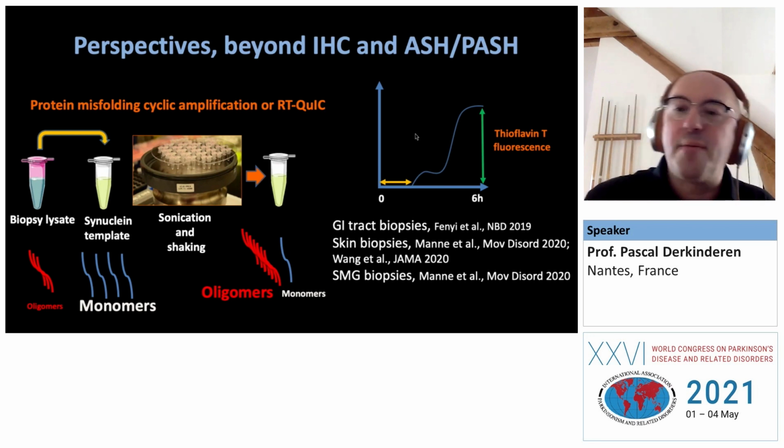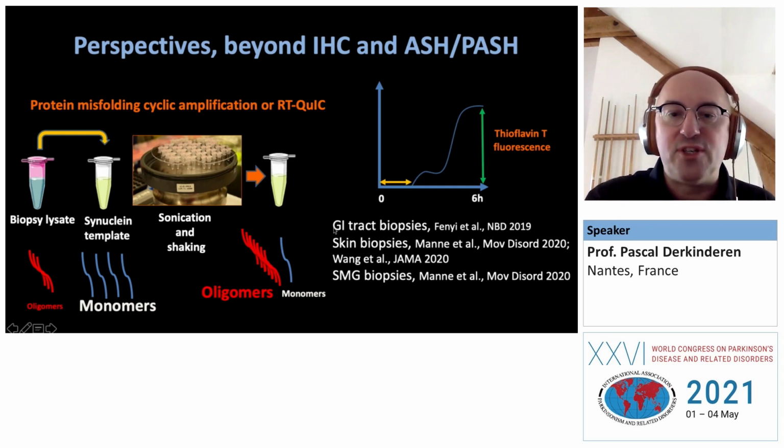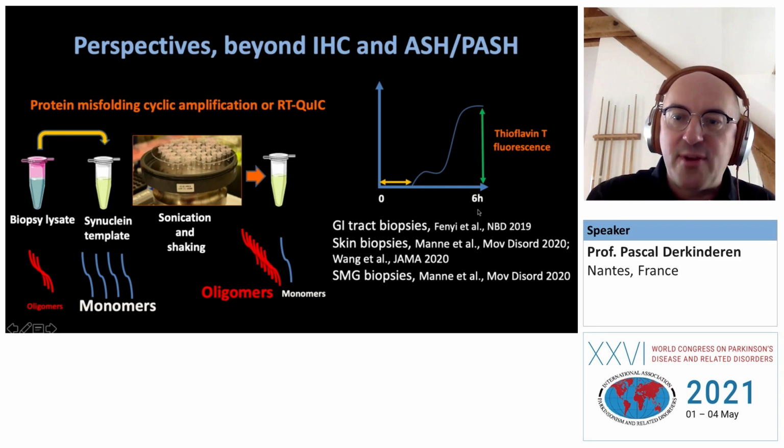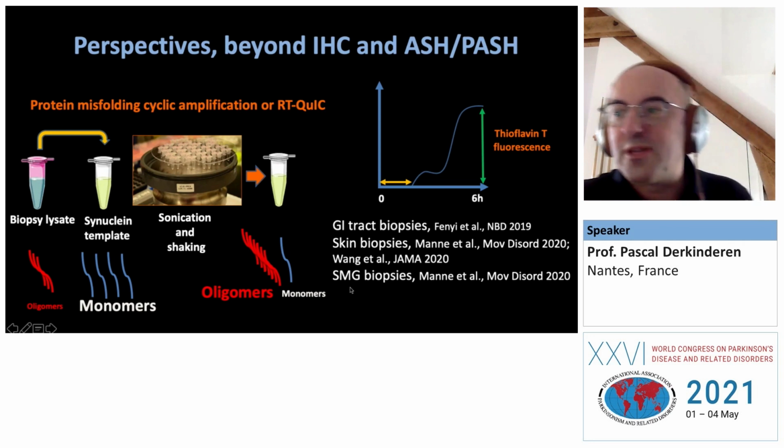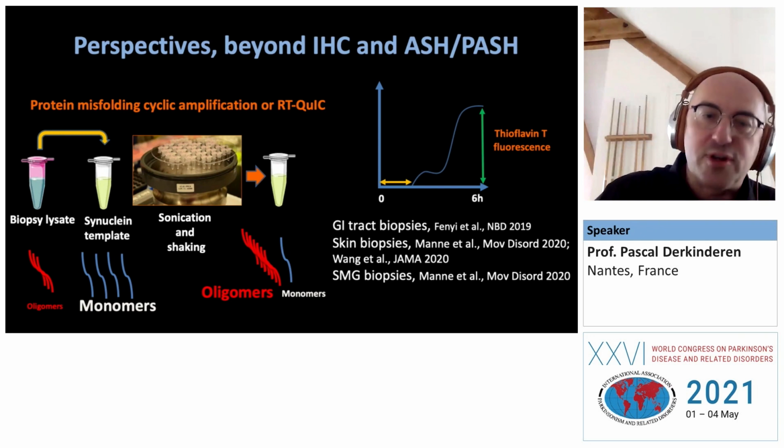You've got a level of fluorescence, and this kind of approach has been used in GI tract biopsies. That's something we did in the lab in collaboration with Ronald Melki, and it worked pretty well regarding specificity and sensitivity. And a couple of recent papers show that it seems also to be a promising tool for the detection of pathological alpha-synuclein in the skin biopsies or submandibular gland biopsies. So I think it's very interesting for the future.